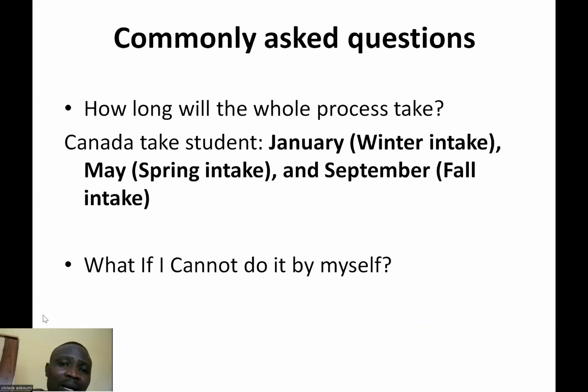So now you can be asking me, how long will the whole process take? So this is how Canada operates. Canada takes people by January, May, and September. January intake is called winter intake. May is called spring intake, and September is called fall intake.